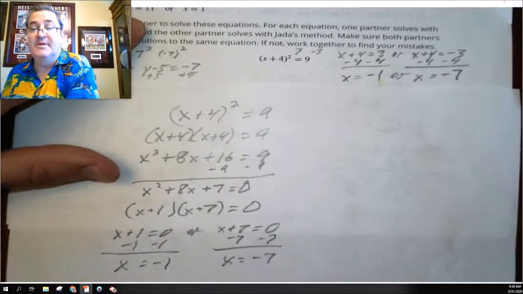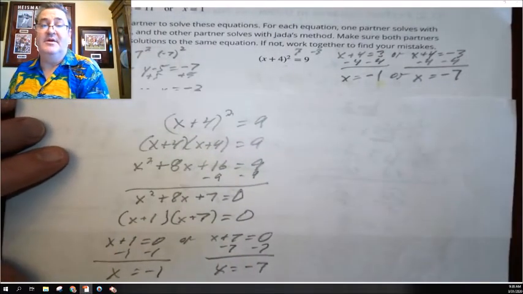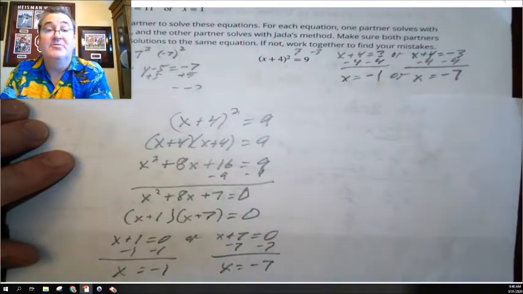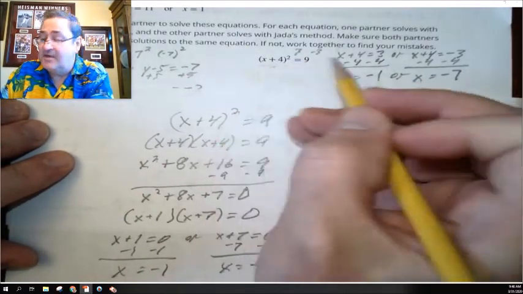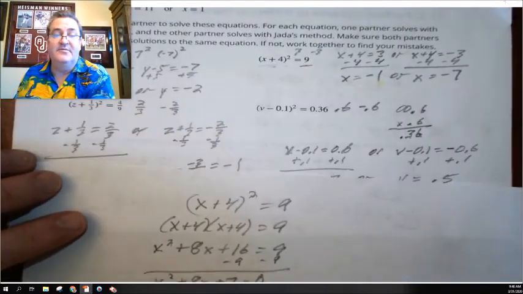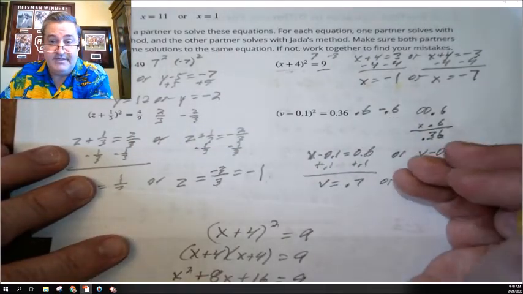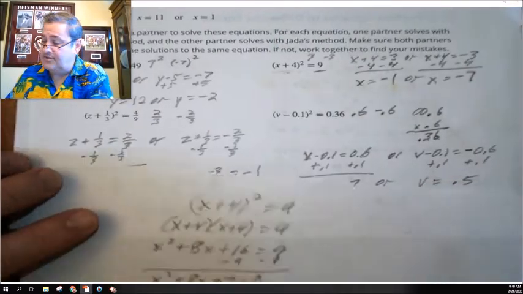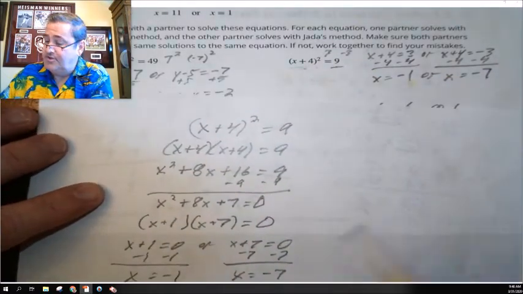What answers did we get up here? Negative 1, negative 7. So there is another method you can use when you're dealing with perfect squares. You have the same binomial multiplied by itself, and you can take the square root of the other side, which, don't let it fool you. We were able to do that with 4/9. We were able to do that with 0.36. We were able to find numbers that we could square and do that. So when you have perfect squares, then you can use this shortcut.